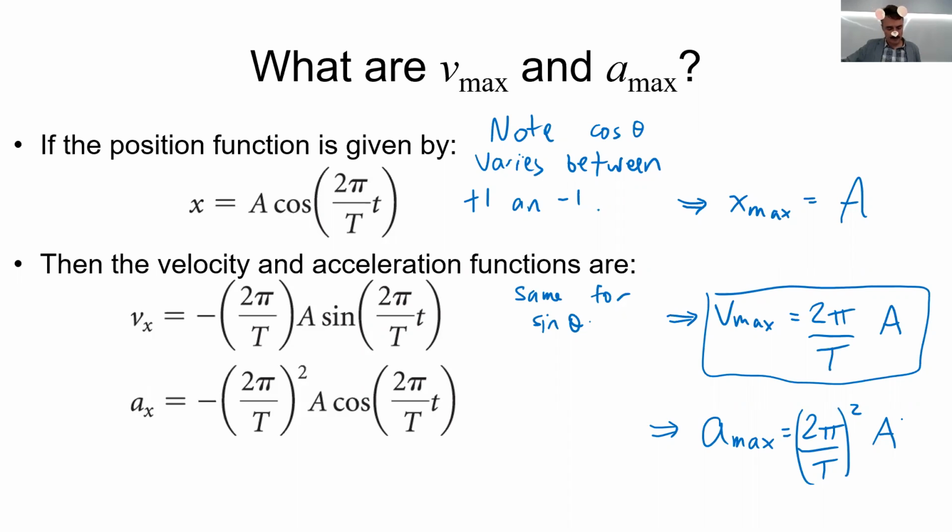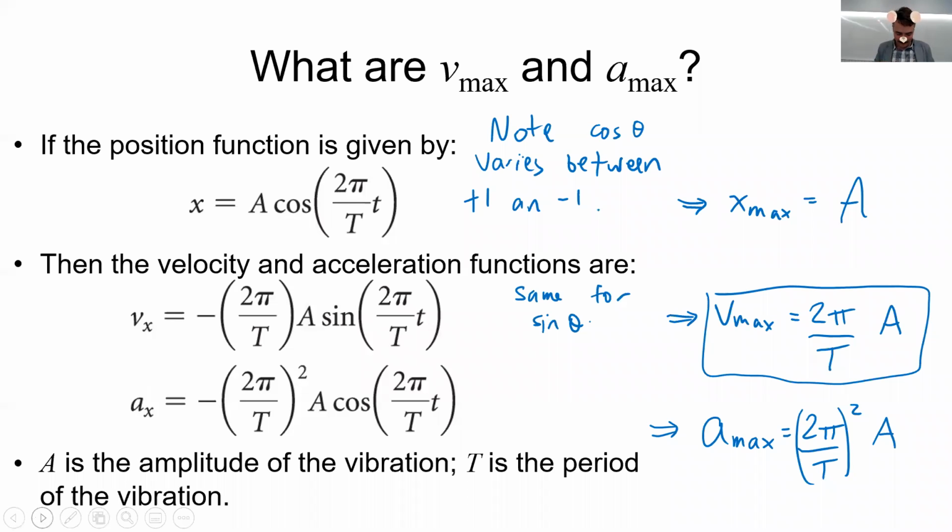Robert has pointed out that these are actually just time derivatives. First time derivative, so v is the time derivative of x and a is the time derivative of v. But it's an algebra-based course, so I'm not doing that. Okay. So A here is the amplitude of the vibration, T is the period of the vibration.